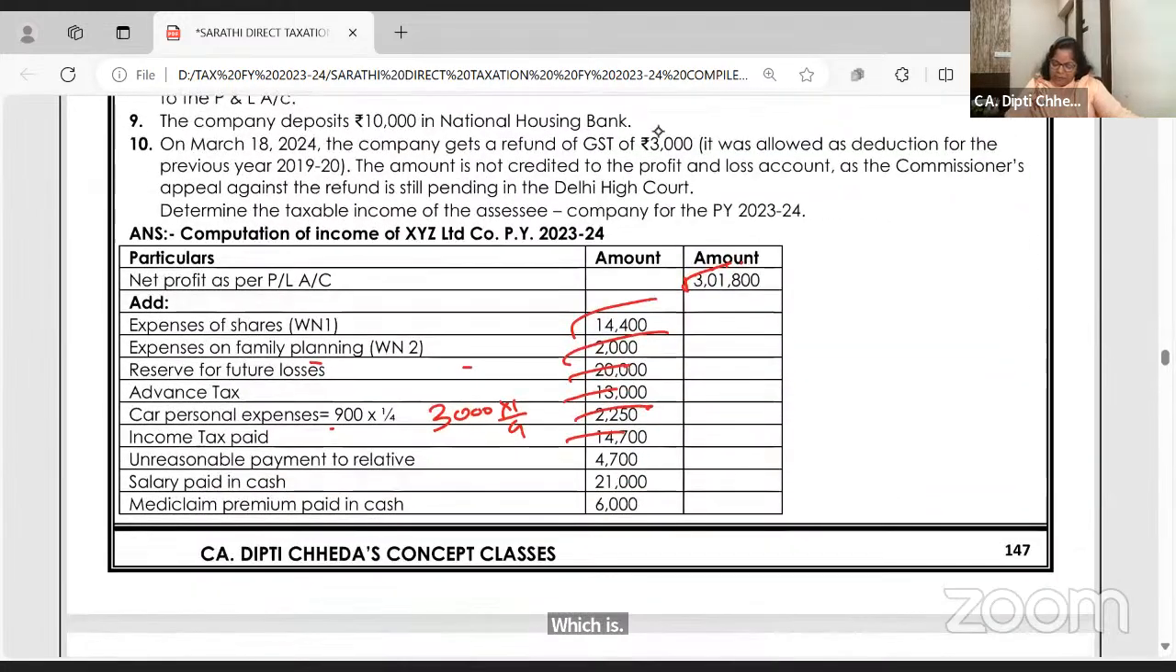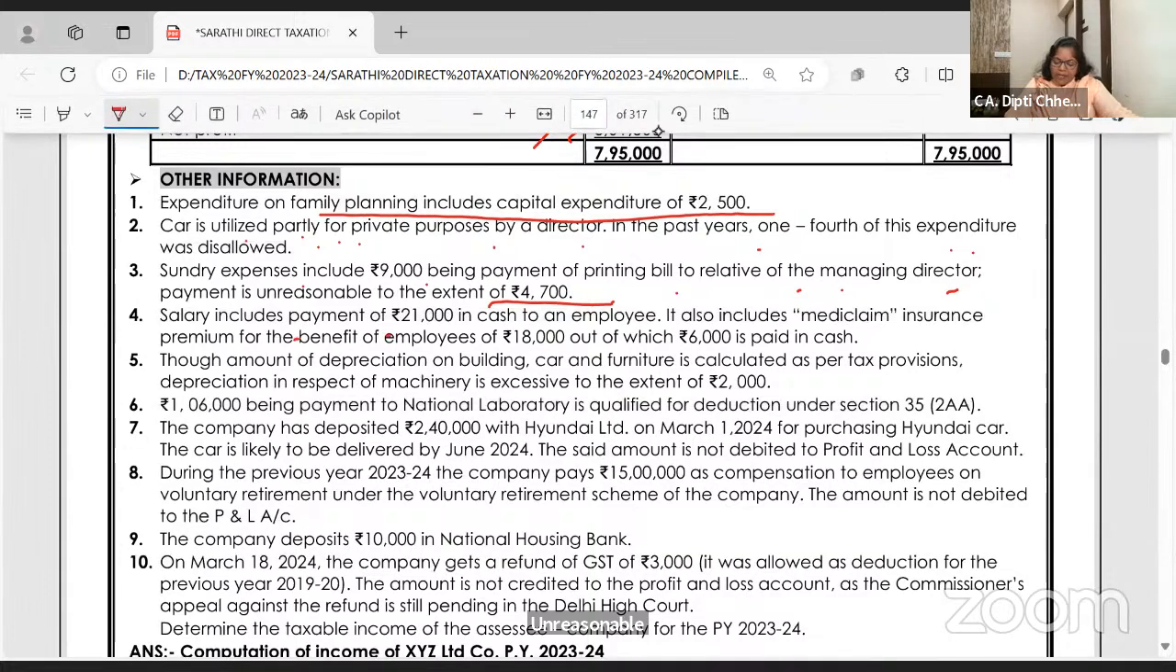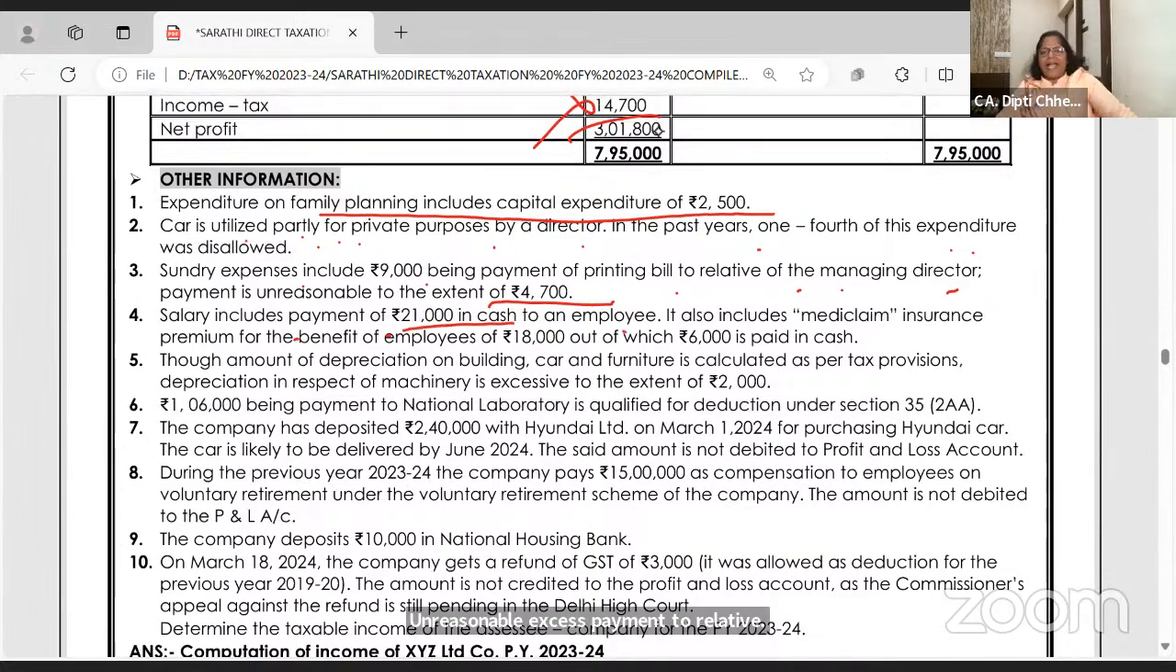Sundry expenses include 9,000 paid for printing bill to relative, which is excess. Unreasonable excess payment to relative disallowed. Salary includes 21,000 paid in cash. Above 10,000 expenditure on a single day, you cannot do it in cash. Then why did you pay 21,000 salary in cash? So 21,000 salary which you have paid in cash. You cannot allow up to 10,000, it doesn't work that way, 100% disallow.